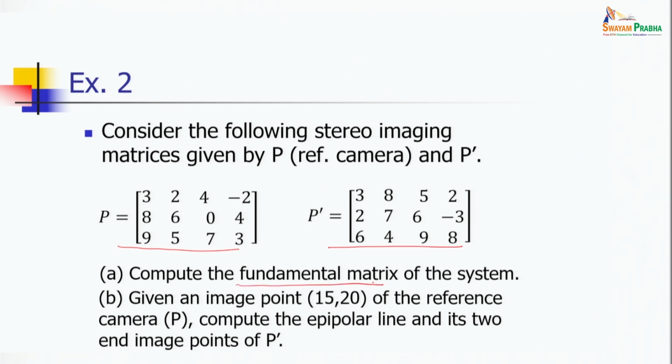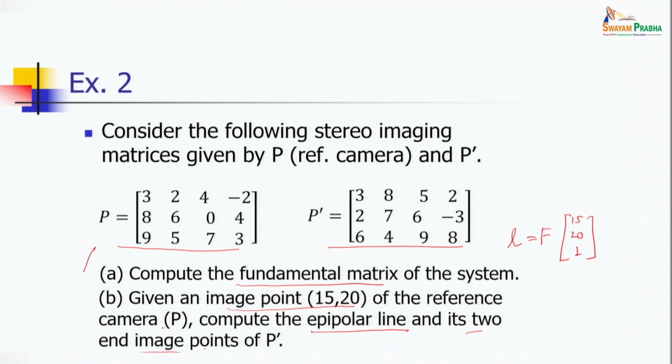And not only that, I want, given an image point (15, 20), that is the position in the reference camera P, to compute the epipolar line. Because if you know the fundamental matrix, we know what you need to do: if this point is expressed in the homogeneous coordinate system, and the fundamental matrix is F, then I will get the corresponding epipolar line. Also, its two end image points in P prime.